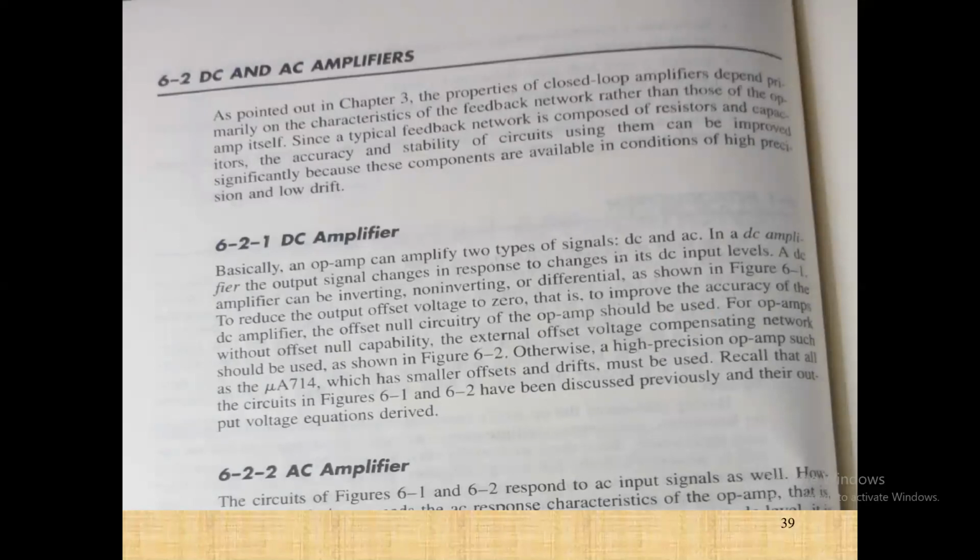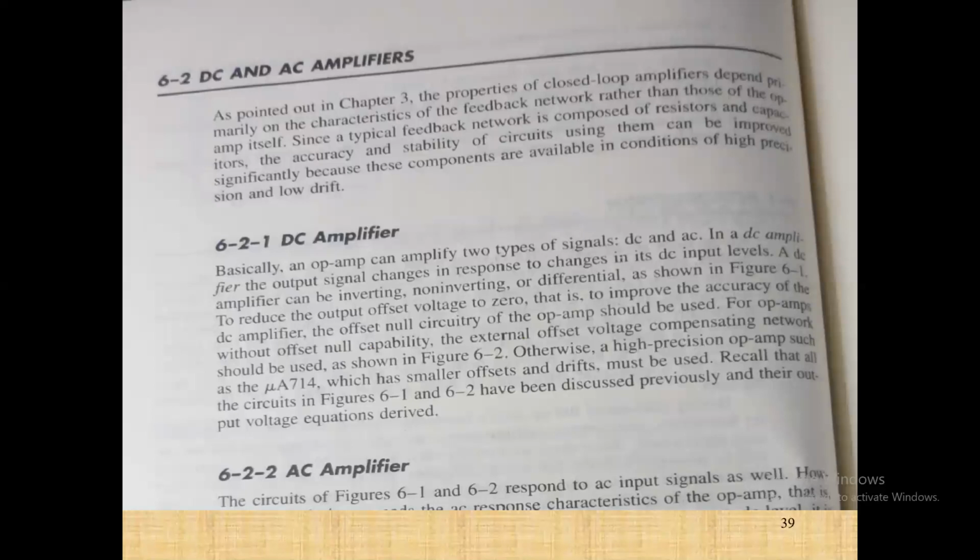Otherwise, if you don't want to use that, then you should use high precision op amps, which is the mu A714 in place of the 741 IC, and this will have the offset voltage very, very small compared to the earlier one. Small offset and drift currents are there in high precision op amps, and you can use them directly without doing that. Otherwise, if you use the normal 741 IC, then you need to use the output offset voltage compensation or offset null circuitry, either way.